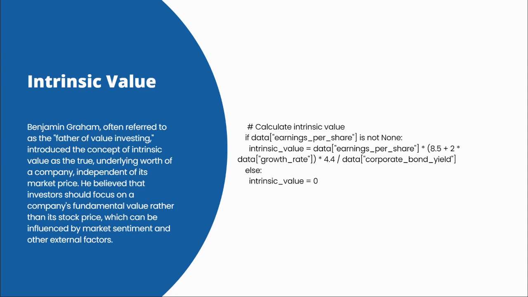So let's look deeper at these values. 8.5 refers to the PE of a company without growth, and 4.4 is the average yield of AAA corporate bonds. After we calculate this, we save it as the intrinsic value of the company.